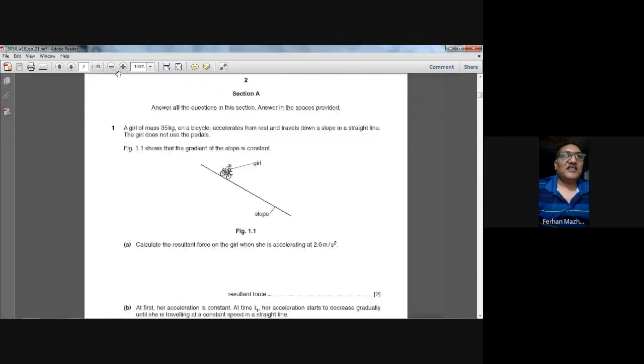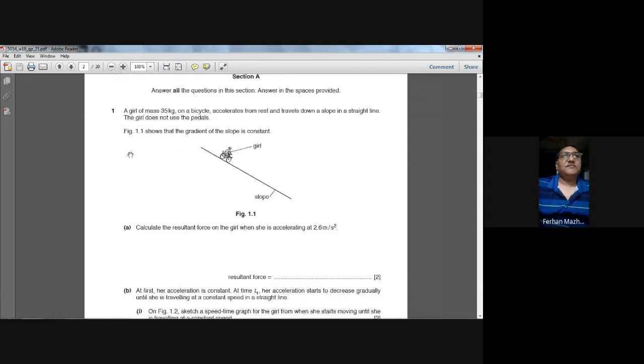On your screen you can see question number 1. A girl of mass 35 kg on a bicycle accelerates from rest and travels down a slope in a straight line. The girl does not use the pedals. Figure 1.1 shows that the gradient of the slope is constant. Calculate the resultant force on the girl when she is accelerating at 2.6 meter per second square.